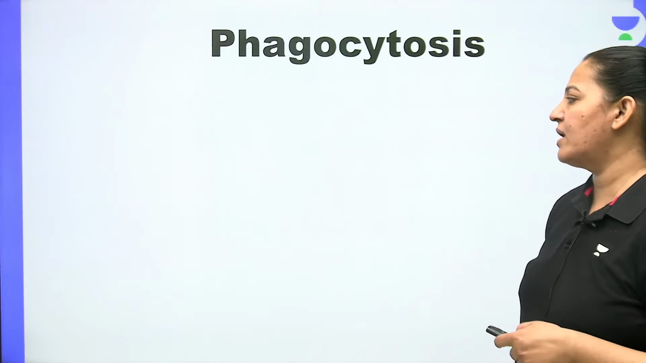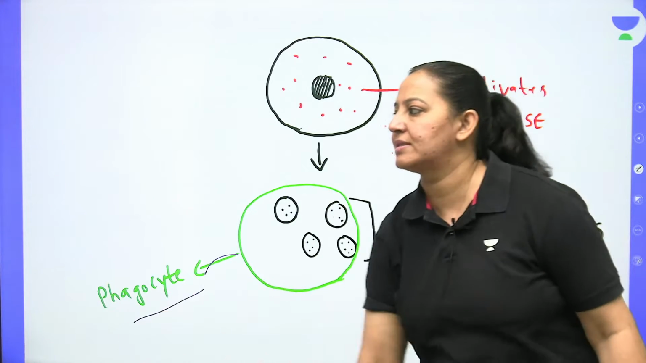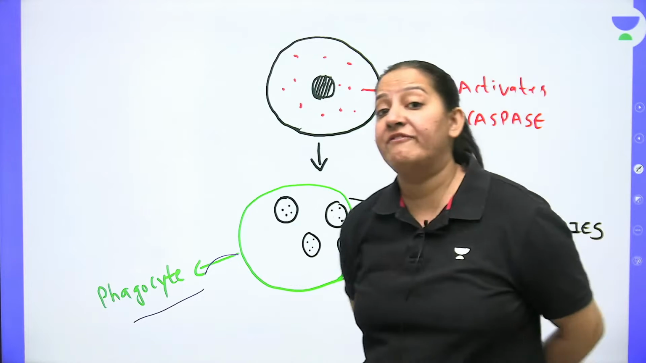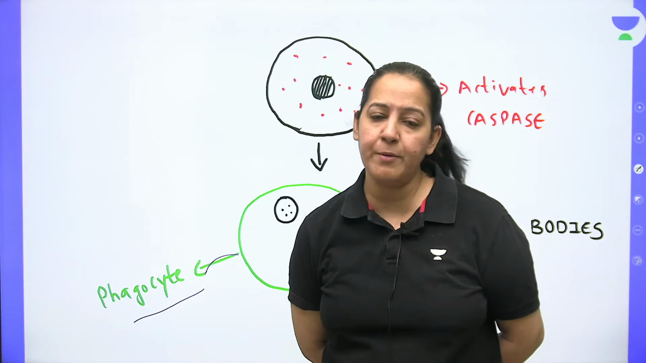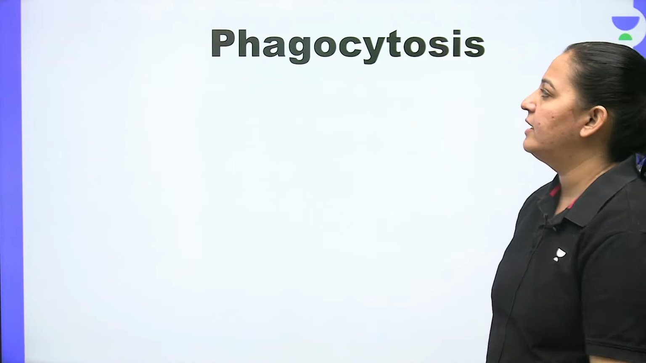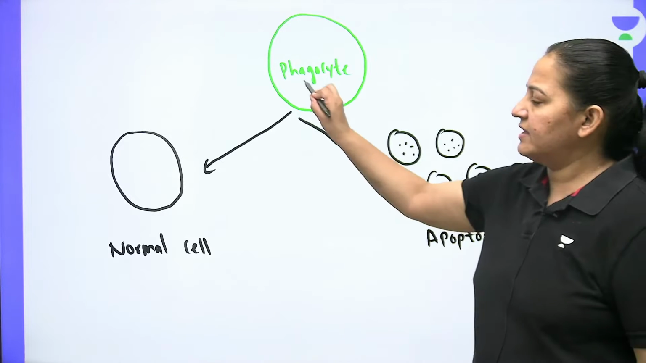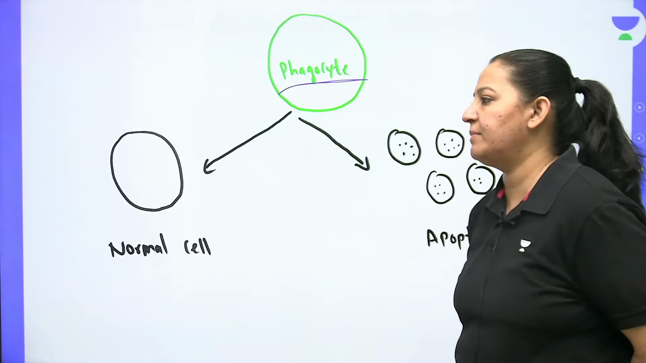So last is execution. What is the last step? The last step is phagocytosis. In the end, a phagocyte is coming and engulfing all the apoptotic bodies. So my question to all the students, can you see a phagocyte here in the phagocytosis? Can you see in this diagram the phagocyte? Can you see the green color cell is the phagocyte?